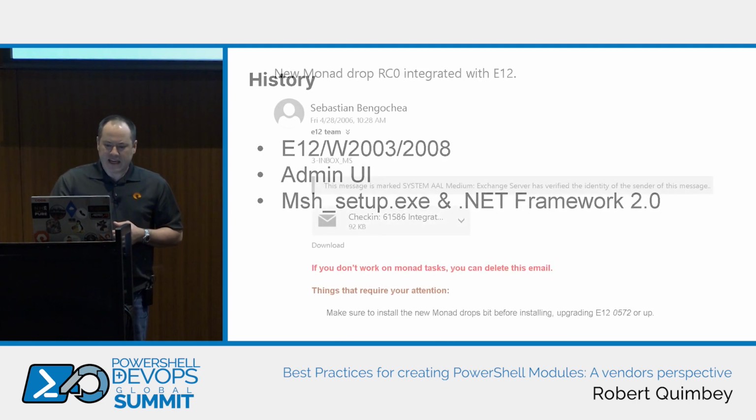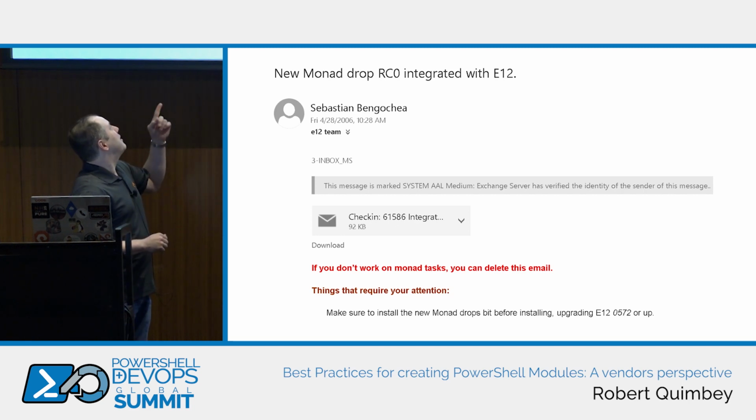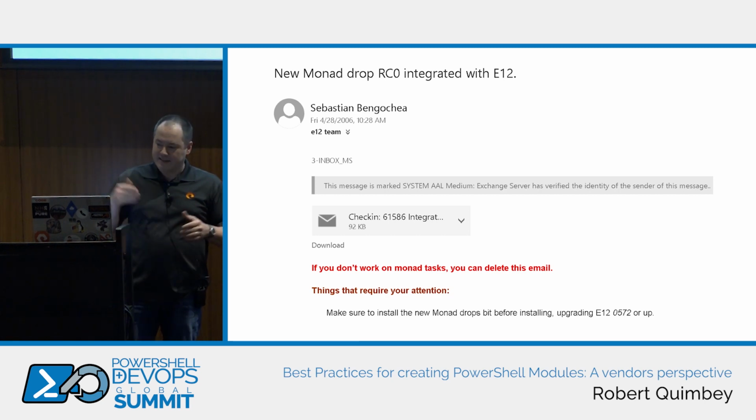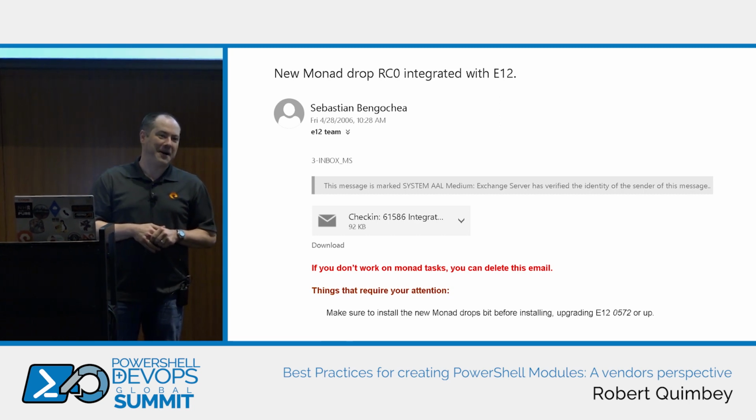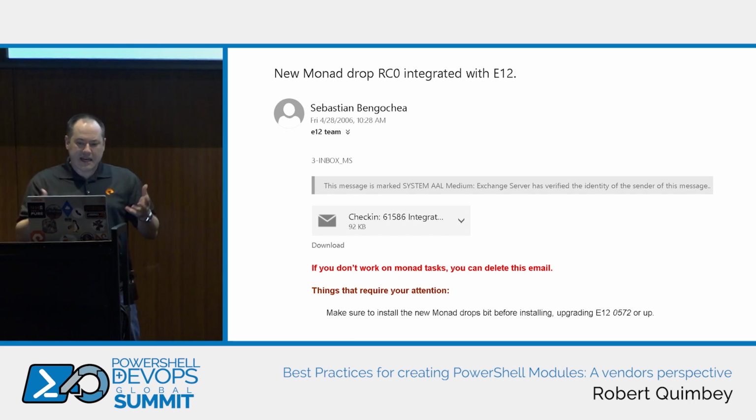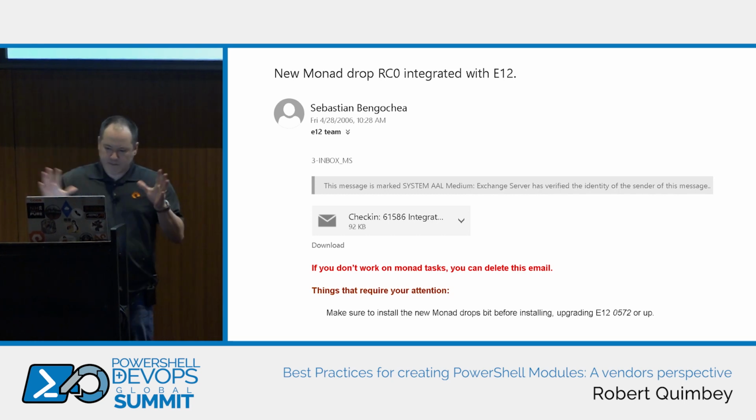And here is the last email that we got when I was on the Exchange team. We have RC0 of Monad, and it is now dropped and integrated with E12. And the next drop that we got, it was no longer called Monad, it was called PowerShell. And it was a requirement that PowerShell and the .NET framework were installed on Windows before you could install Exchange. And this was like a momentous thing.